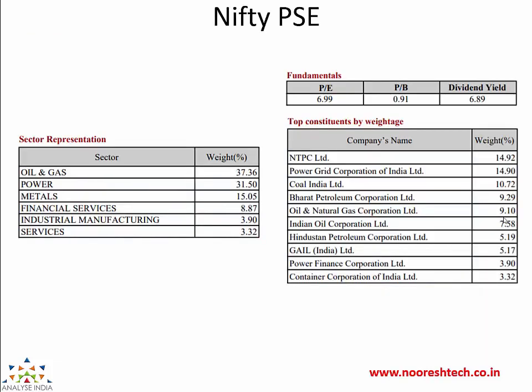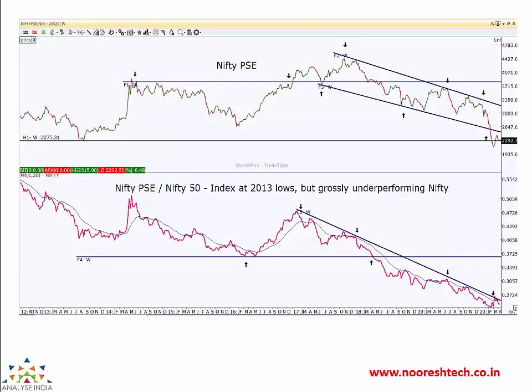Next we see is the Nifty Public Sector Enterprise. This index comprises NTPC, Power Grid, Coal India, BPCL, ONGC, IOC, etc. The Nifty Public Sector Enterprise has also been in a constant downtrend in terms of the ratio chart. However, it is currently at the lows, similar to the lows of 2013 in terms of the price chart.